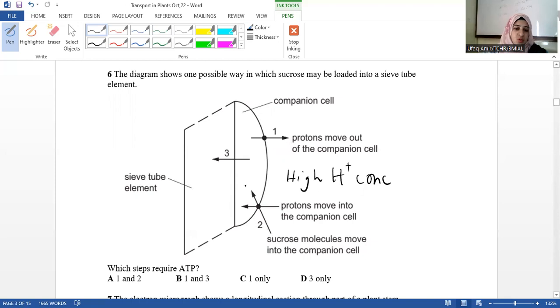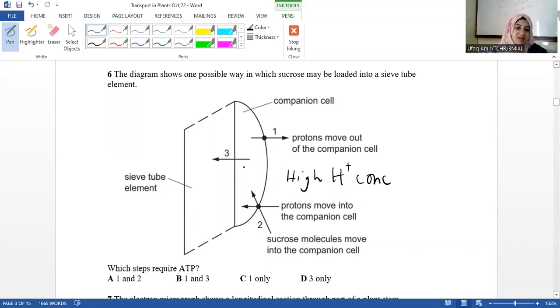All these processes do not need ATP. Protons are diffusing back, that's facilitated diffusion into the cell. Sucrose is actively transporting in from the low to high concentration, but that is secondary active transport, in which the energy of these proton pumps is being utilized for their movement going back to these companion cells.